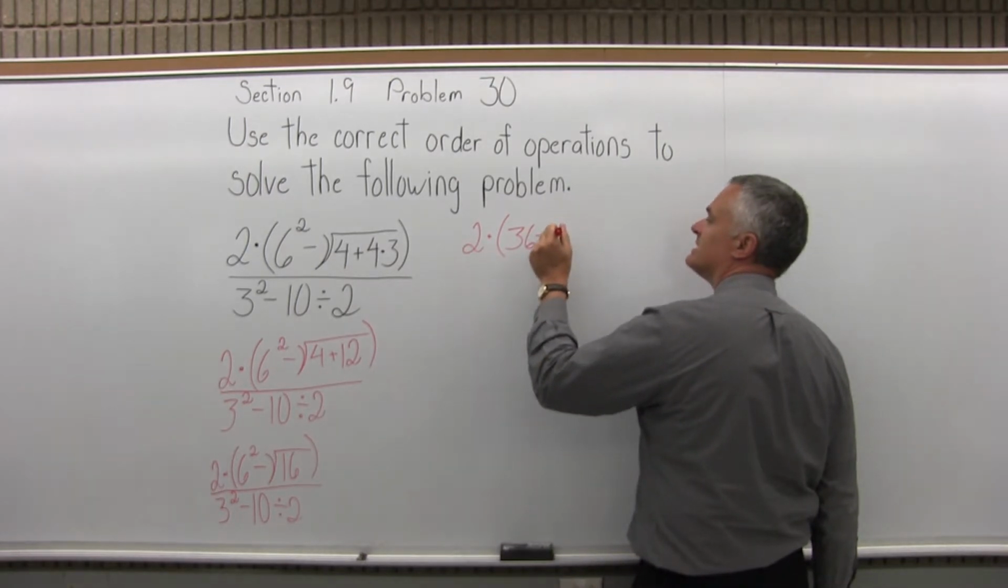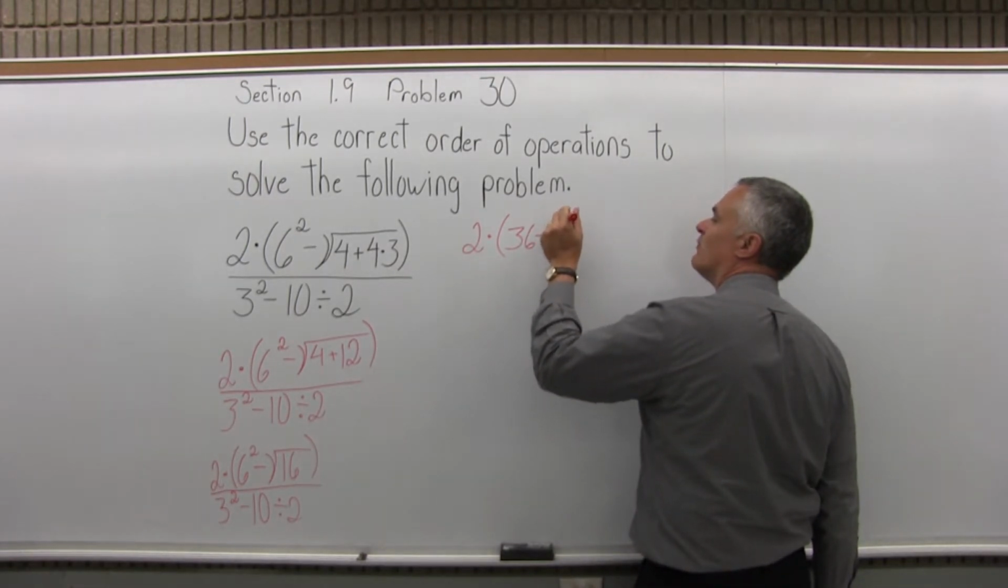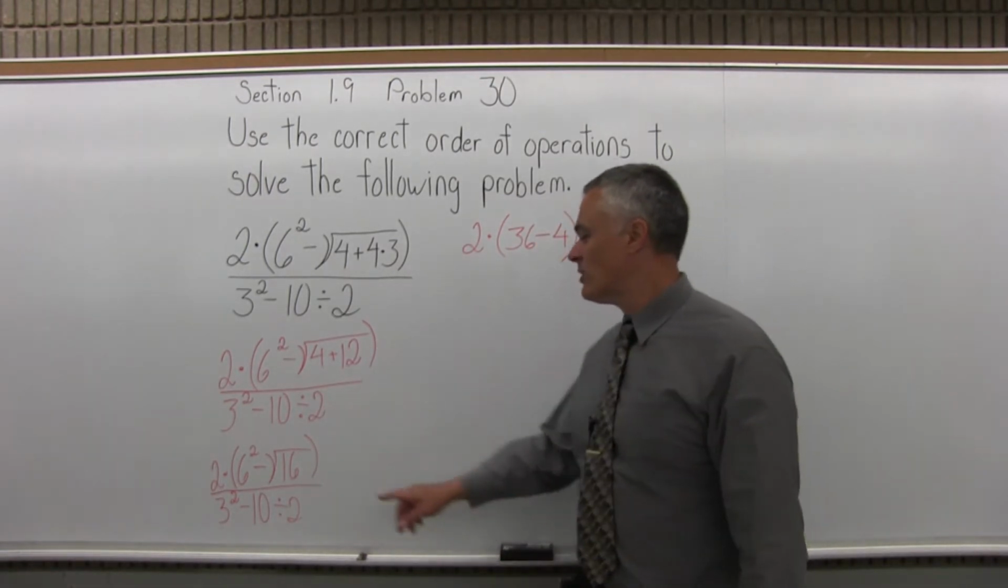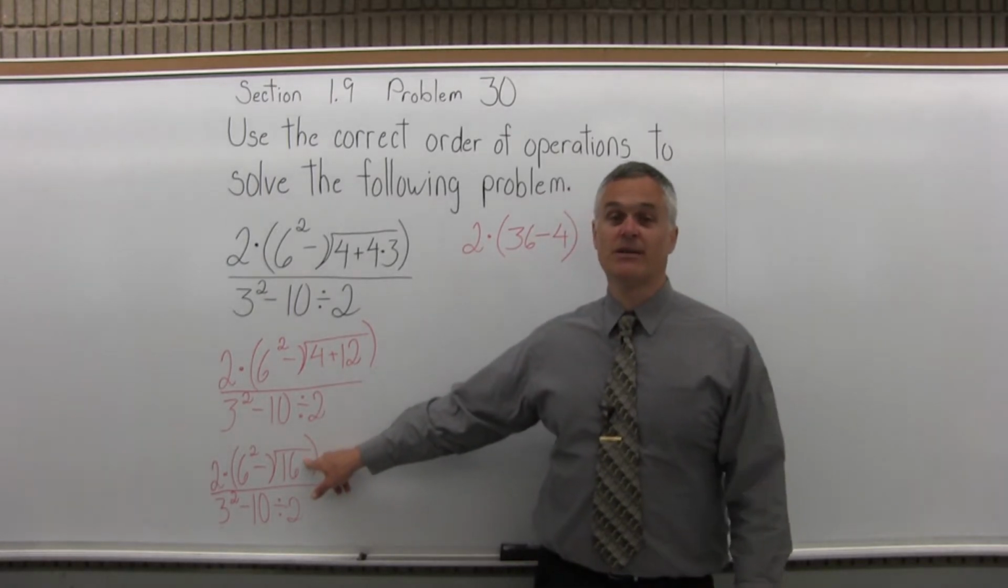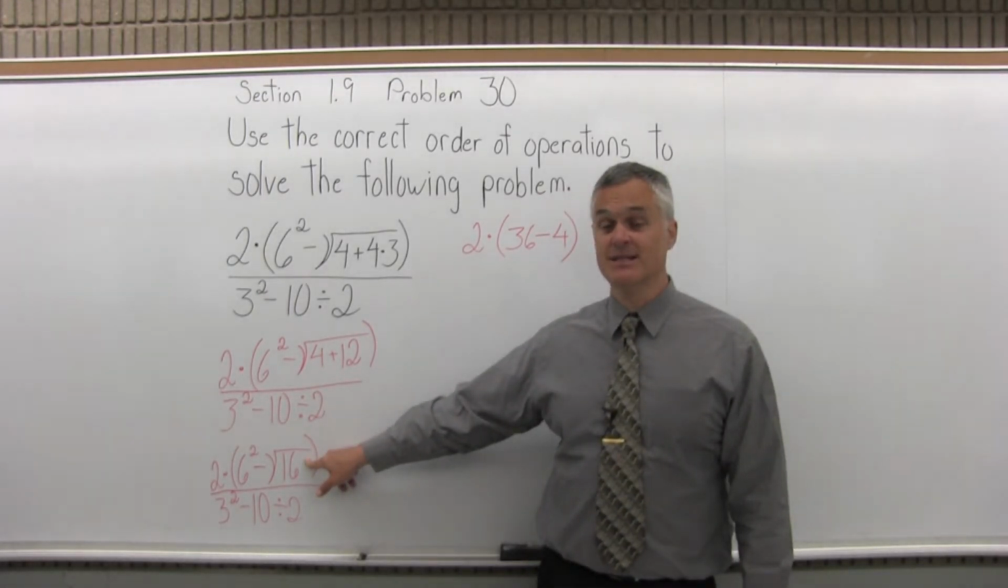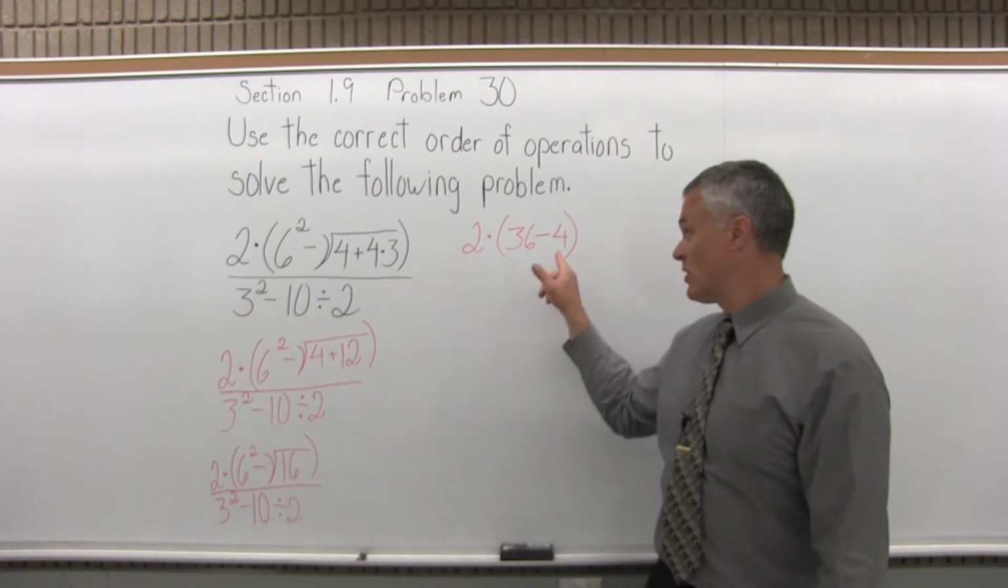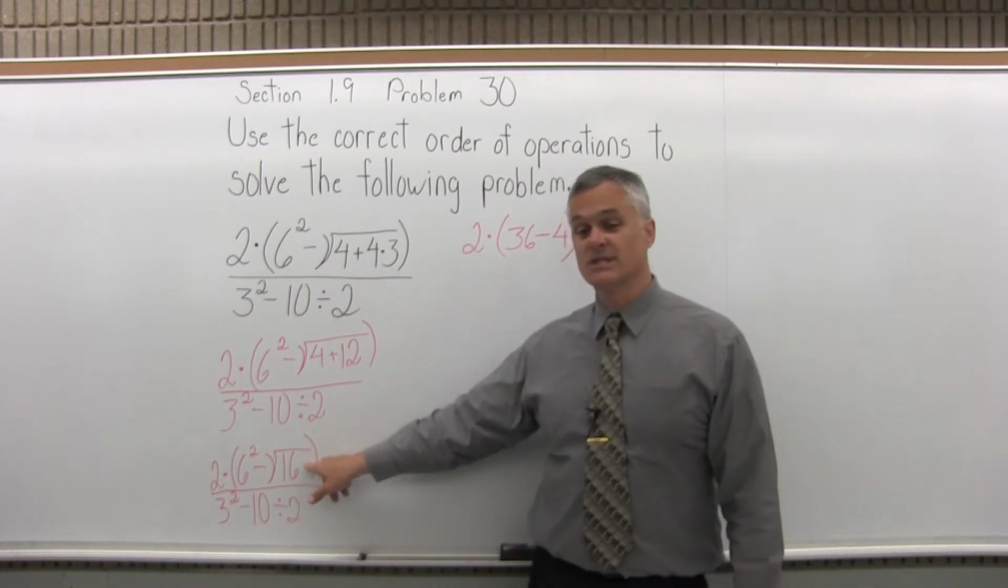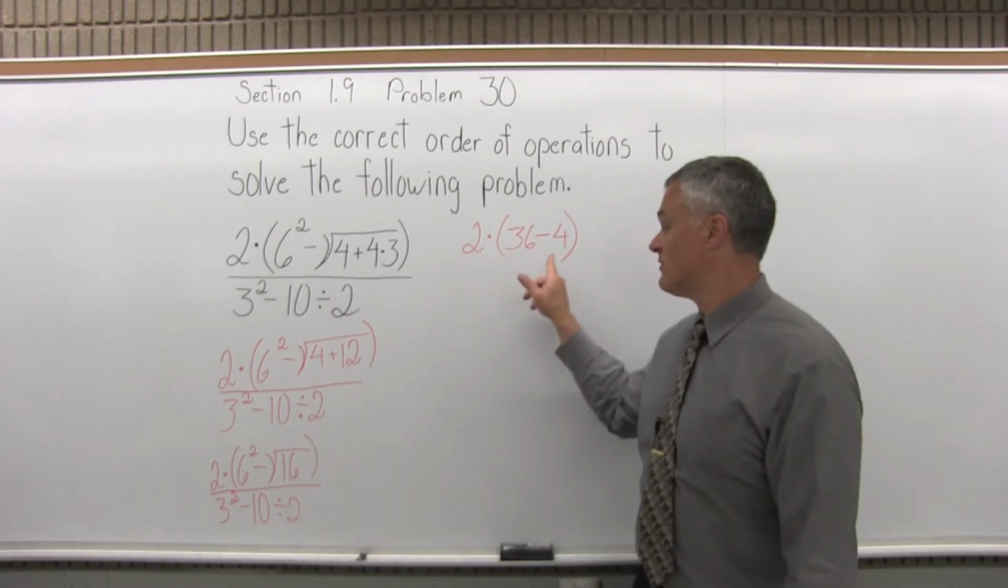The square root of 16 is 4. Because square root of 16, what we're looking for is what number multiplied times itself will give me back a 16. And that number is 4. 4 times 4 most definitely is a 16. So the square root of 16 is 4.